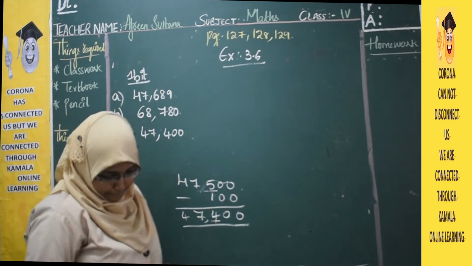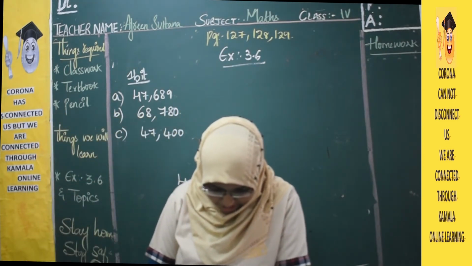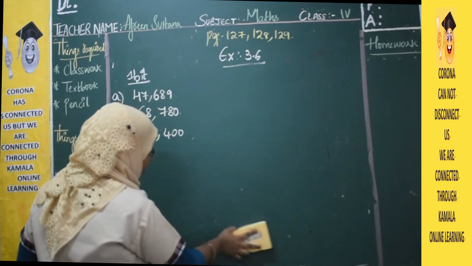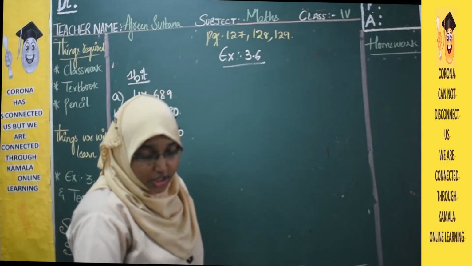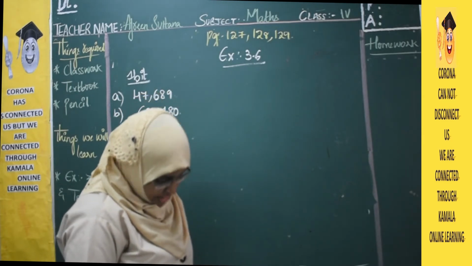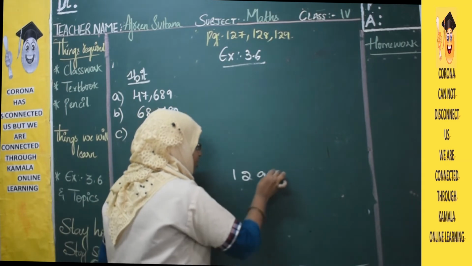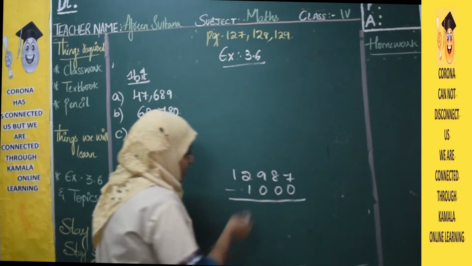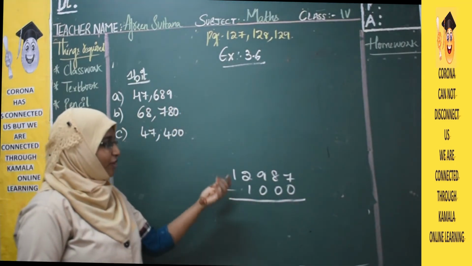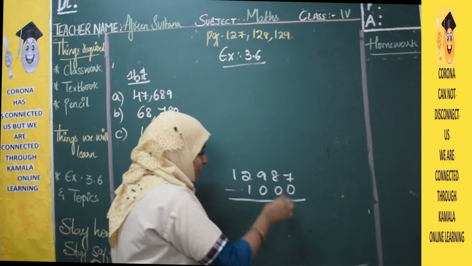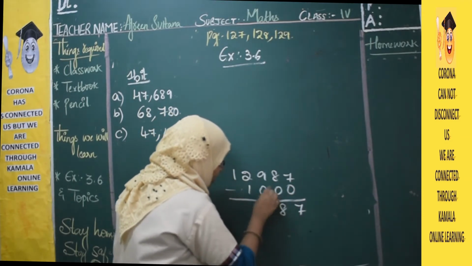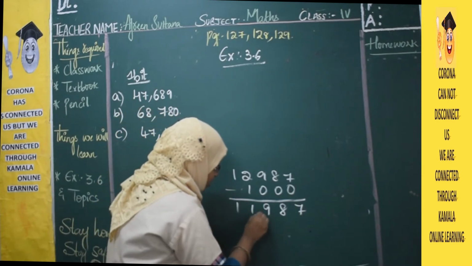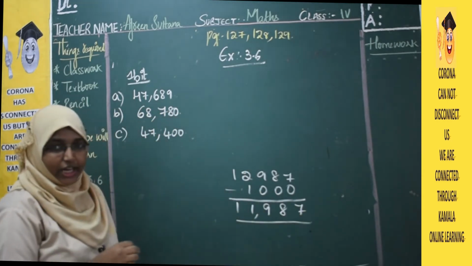So what is the answer? 47,400. Okay. Next, similarly, when we subtract 1000 from the given number, the digit at 1000's place will be decreased by 1. See what is the question here? 12,987 minus 1000. So 7 minus 0, if you subtract 0 from any number, we will get the same number. So 7 minus 0, 7, 8, 9 minus 0 is 9. 2 minus 1 is 1, and here is 1. So it is 11,987.